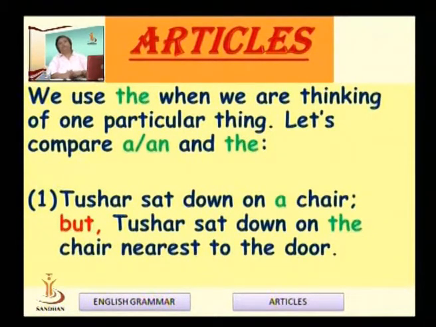So once again, go to the above part on your screen. We use "the" when we are thinking of one particular thing. So when Tushar sits down on any chair amongst the 50 or 100 chairs of a room, we say that Tushar sat down on a chair. But when we specify which chair he sat down on, then we use the article "the". So what will be the sentence? Tushar sat down on the chair nearest to the door. I hope this is getting a little clear.